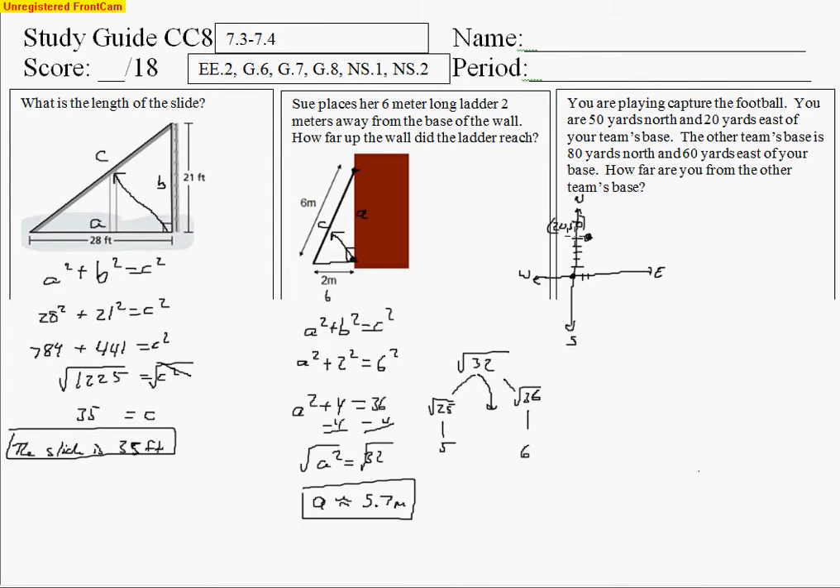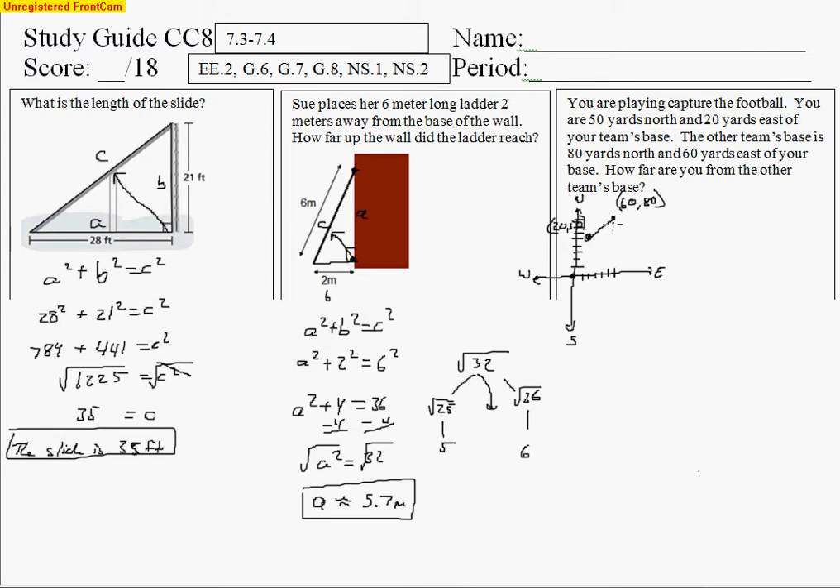So that was 5, so this is 6, 7, 8, and then it was 60 yards east. So that's 2, 3, 4, 5, 6. So this point right here is at 60, 80. So I want to find out how far you are from the other team's base. So this is the distance I'm trying to find.